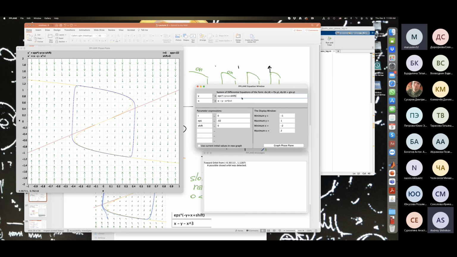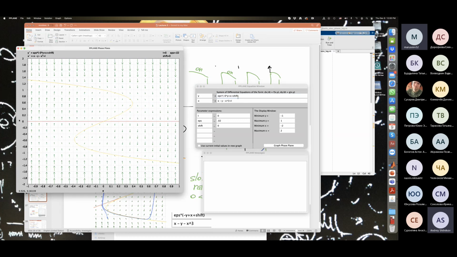On the other hand, what I can do is just multiply the y variable by 0, and guess what? This nullcline becomes just a horizontal line. But it doesn't change anything. I still have oscillations. The only difference that I can see here, even at this value, there is a gap here, which means I do have some kind of inertia.